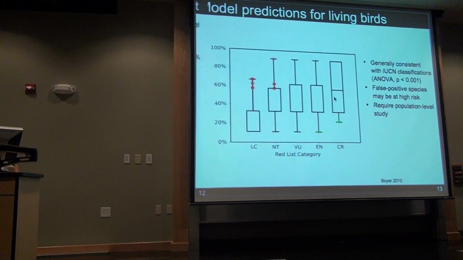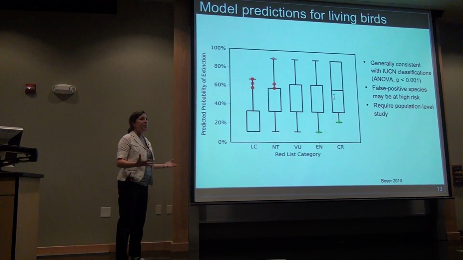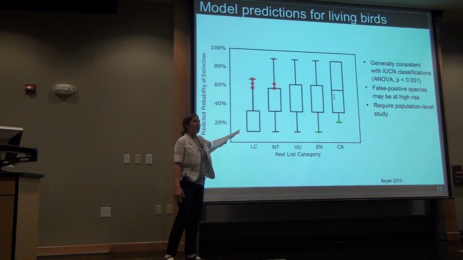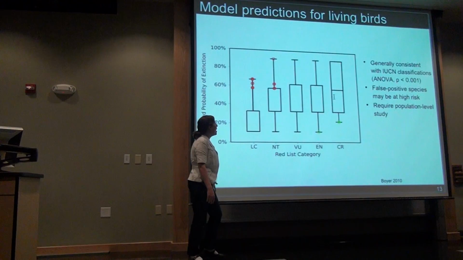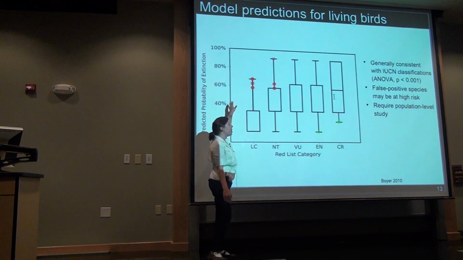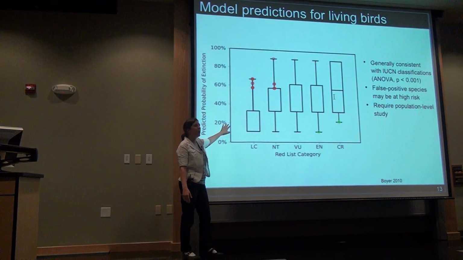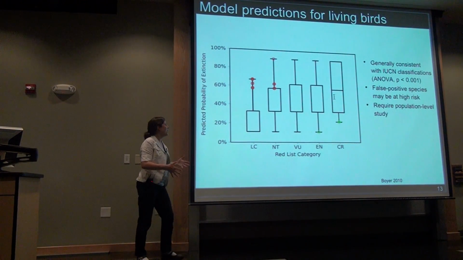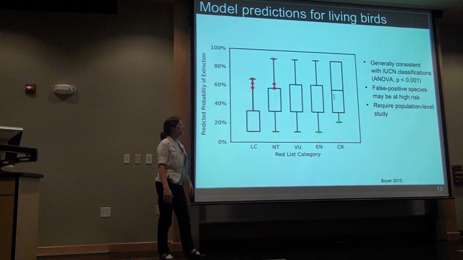And when we actually use the same model to predict extinction risk in the living species of these islands, we see a pretty good correlation with their current day red list status, so that critically endangered species are also predicted by our model to be at high risk, whereas least concern species are also predicted by our model to be at low risk. So our model actually recapitulates what good conservation scientists have been saying about those species.